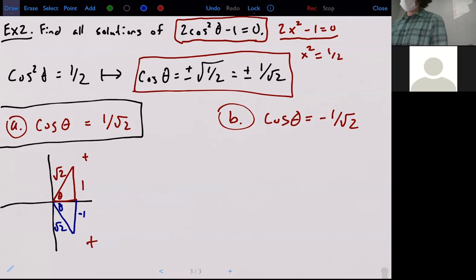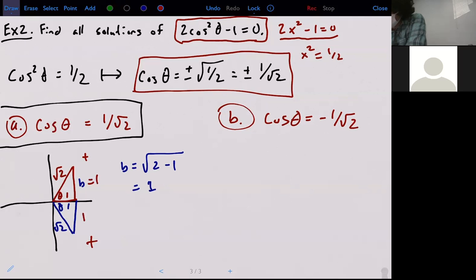Oh, I'm sorry, this is cosine, so it's not opposite side. This should be adjacent side here. So this is 1 here, and this is 1 here. So again, if we want to find the other side here, we're just going to use the Pythagorean theorem. And so what we're going to get, let me just call this side B real fast. B is going to be equal to the square root of 2 minus 1, which is equal to just 1 here. So this is equal to 1, and this is equal to 1.